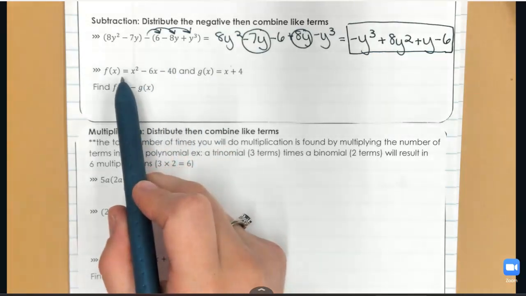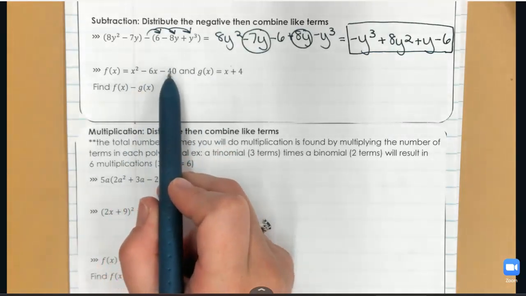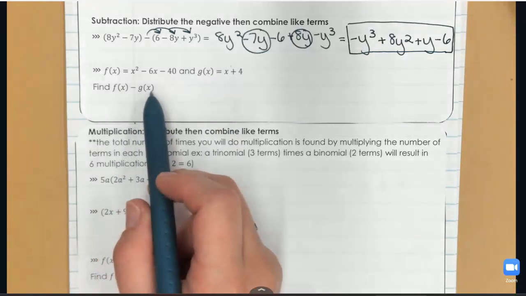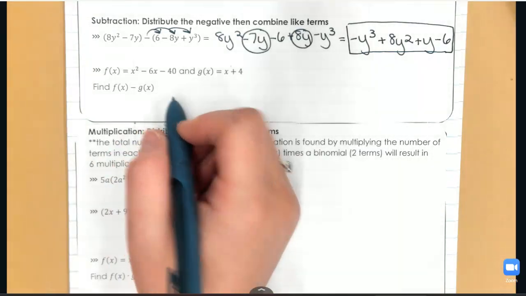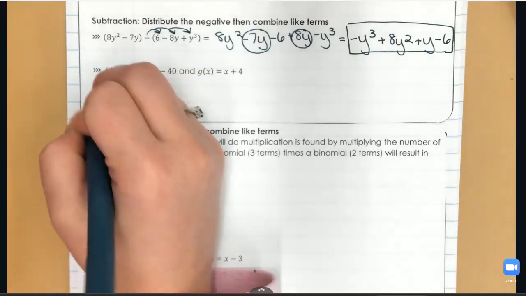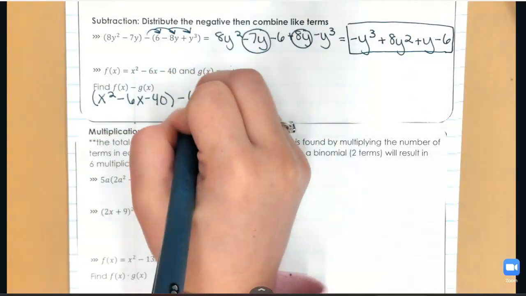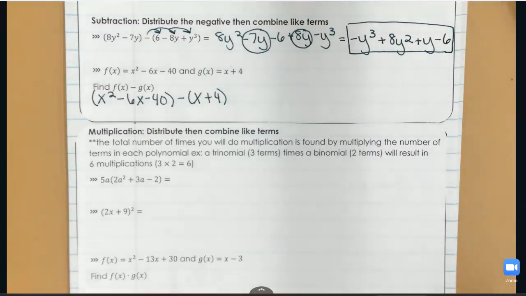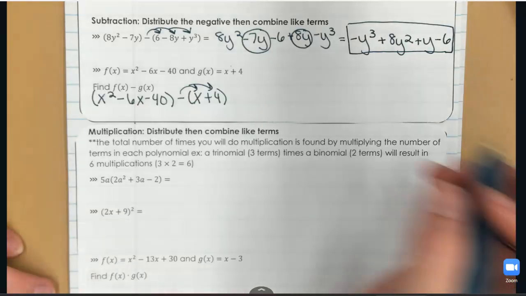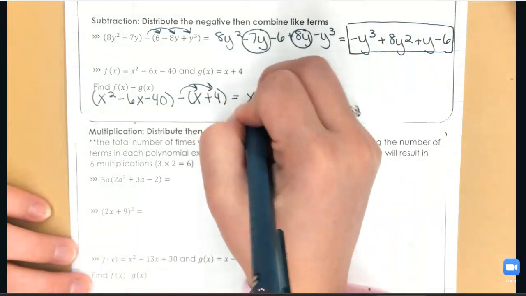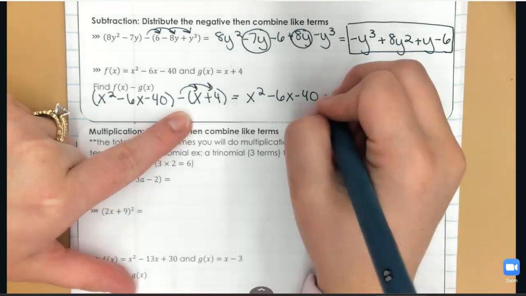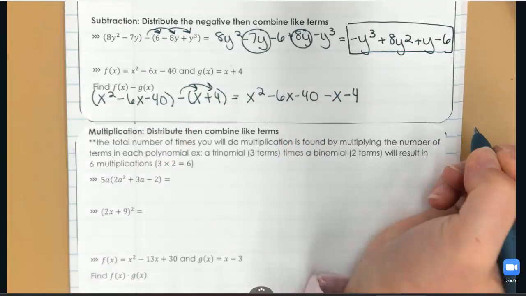Okay, on the next one, what if I was told f of x is x squared minus 6x minus 40, and g of x is x plus 4? Finding f of x minus g of x, I'm going to take my two functions and subtract them. So f of x comes first, and I'm going to subtract my second function, x plus 4. And the parentheses are very important because that's going to remind me to distribute my negative to both items in my second parentheses. So our first function, x squared minus 6x minus 40, did not change. But when I distribute the negative here, this becomes negative x and negative 4.